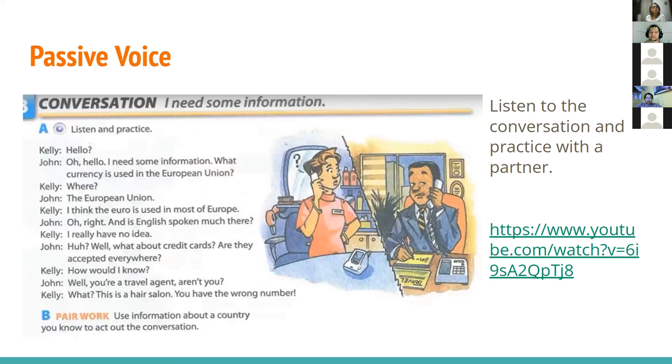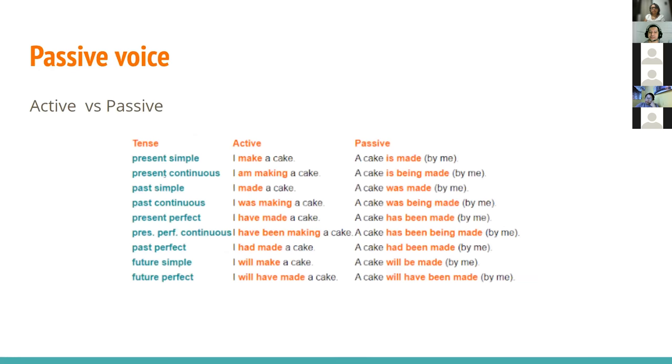Esta es otra conversación. We are going to listen to it later, just to check if it is possible just to review this. And as we were seeing before, this is the passive voice. Como les decía al principio, la voz pasiva puede ser en diferentes tiempos. Okay, the passive voice can exist in different tenses. We have simple present, present continuous, past simple, past continuous, present perfect, present perfect continuous, past perfect, future simple, and future perfect.